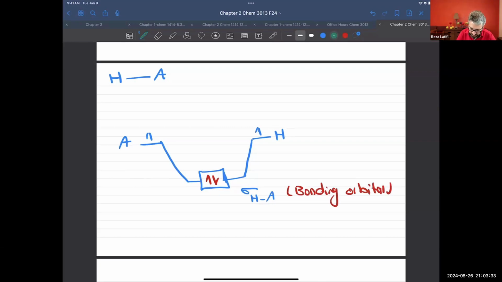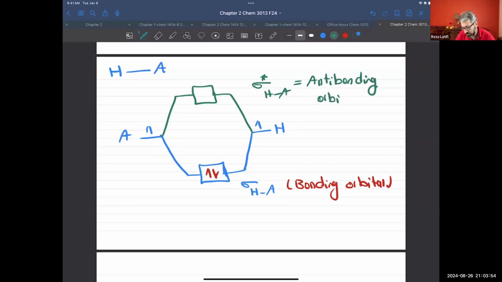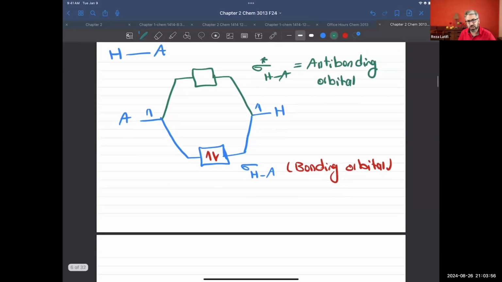Okay. Now, how about the second orbital? The second orbital will be an anti-bonding orbital. We call it sigma star of HA. This one will be an anti-bonding orbital.